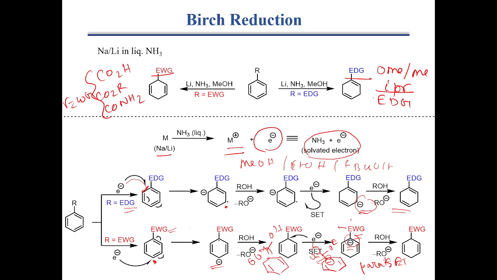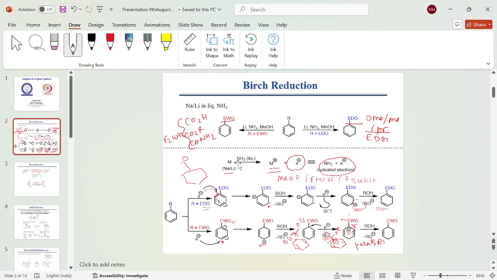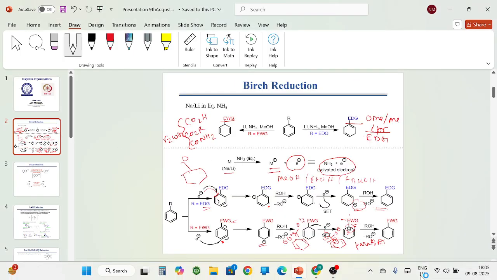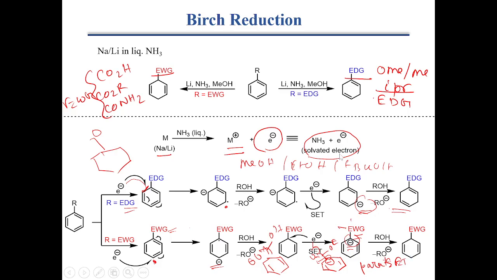But if it attack in the para position for electron donating group, such as this one, so we'll get Excuse me, sir. yes, Sir, yes, can you repeat it once more? okay. So, so I'm clearing this first.